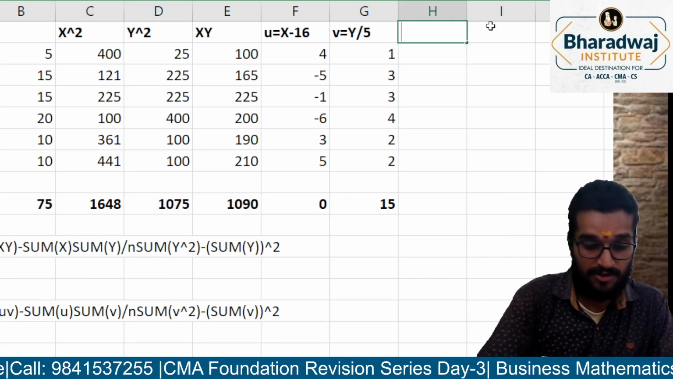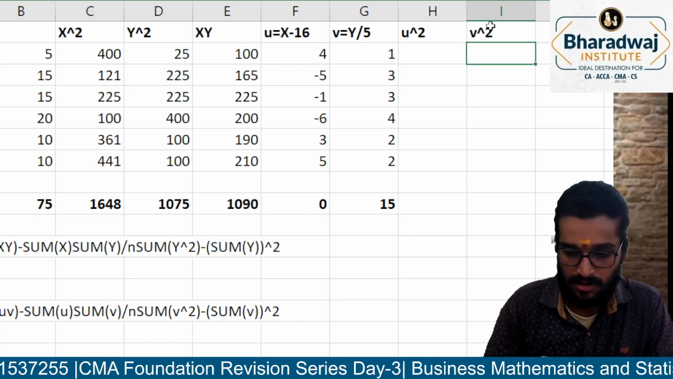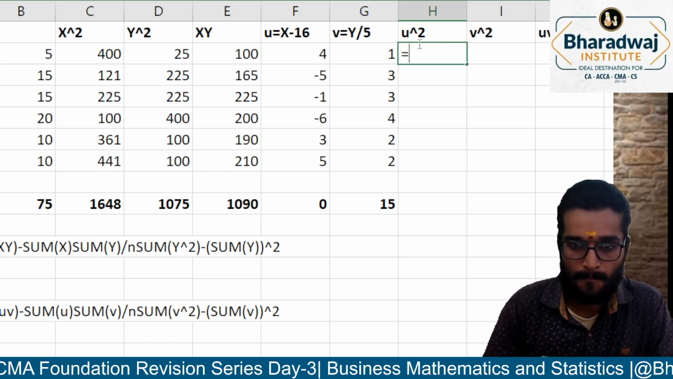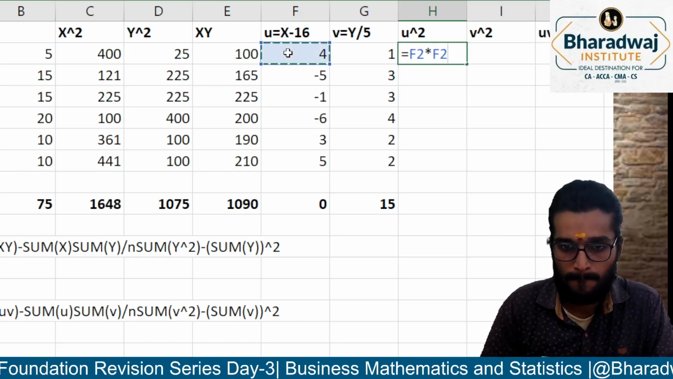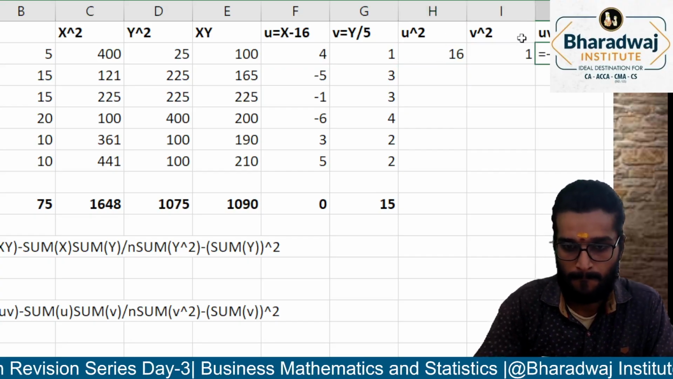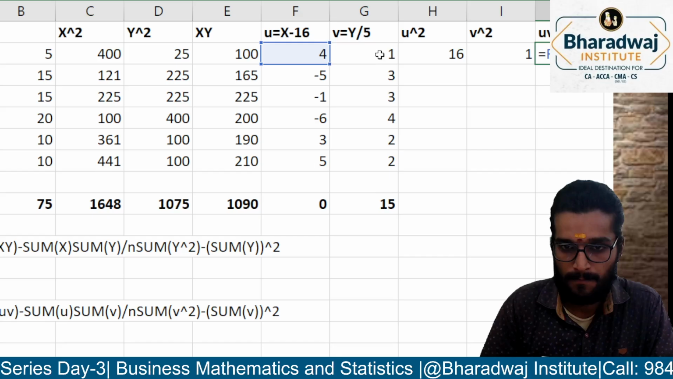For that I have to find u square. I forgot to find u square. I have forgotten to find v square. Then it will be uv, u star v.